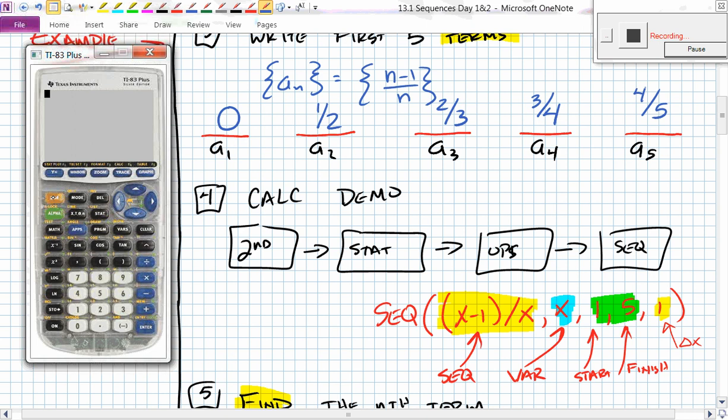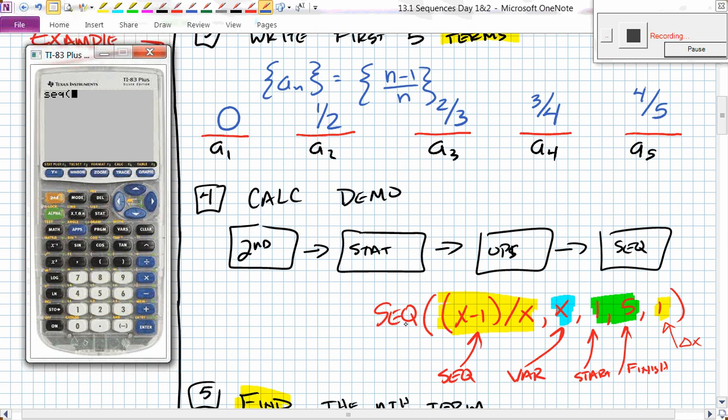Okay, please hit second. Then hit stat. Then go over to ops, OPS. So move the calculator over to ops. Now we're going to go down to sequent, SEQ, which is number 5. You can either go down to sequent or you can push 5, and it brings you back to the main screen. So notice what you're seeing on the calculator is matching my yellow or this part down here, right?